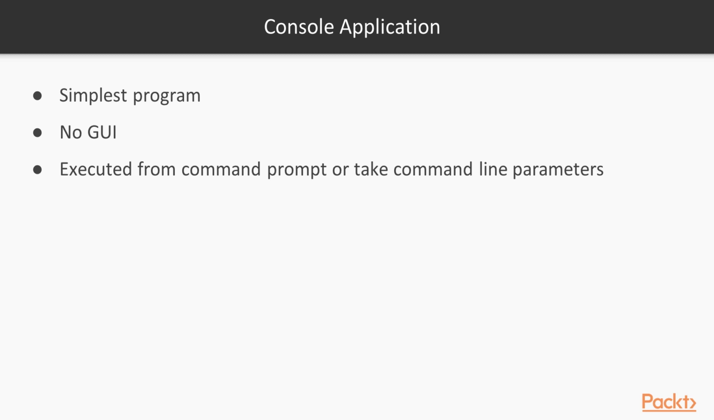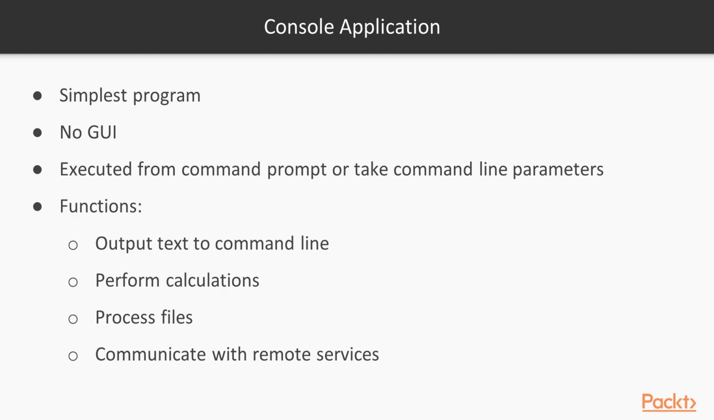The simplest possible type of program that can be written in Delphi is a console application. It does not contain any graphical user interface. Console programs can be executed from the command prompt and can optionally take command line parameters. A console application may output some text back to the command line, perform some calculations, process files, or communicate with remote services running somewhere on the internet.